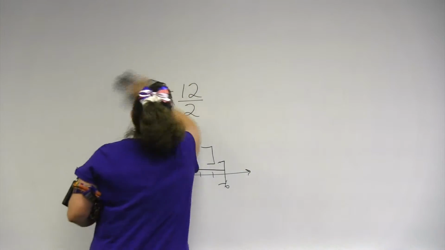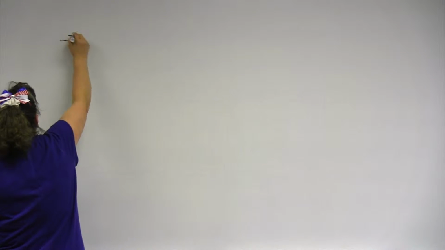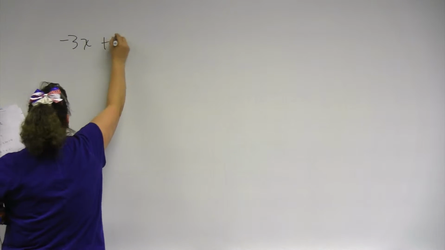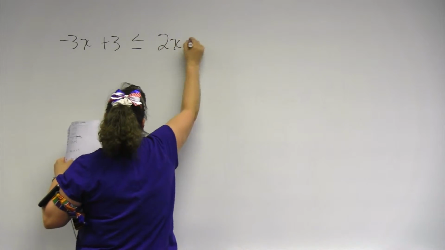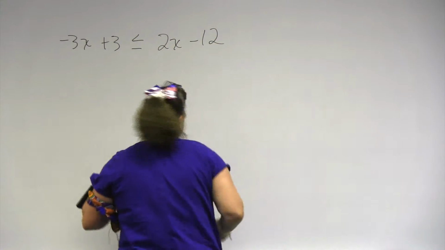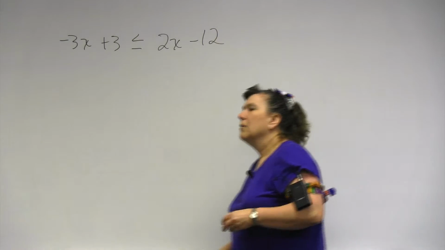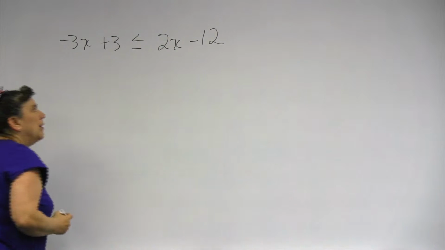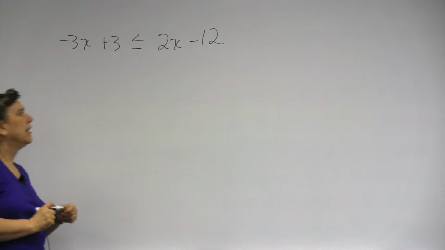And then we're going to move on to the next one. We're just trying to step it up to more and more difficult problems. Next one, negative 3x plus 3 less than or equal to 2x minus 12. I hope you remember doing these in equation format. Same type of thing. What have you seen me doing? I keep my x's on the left side of the inequality.